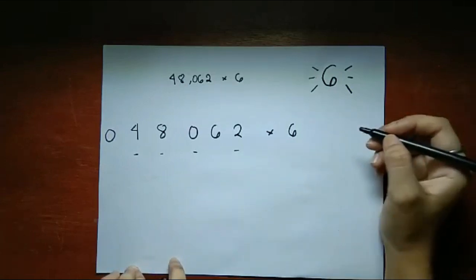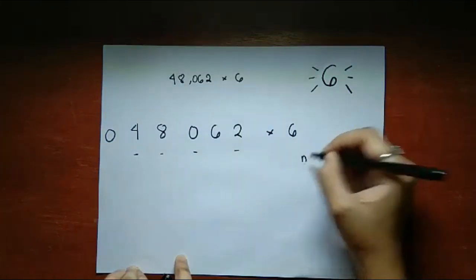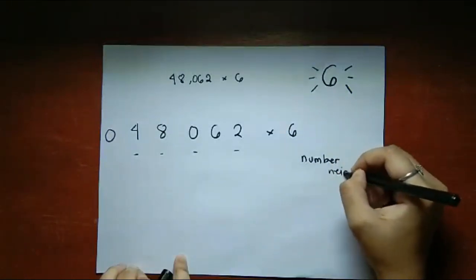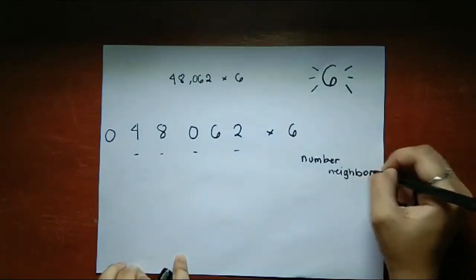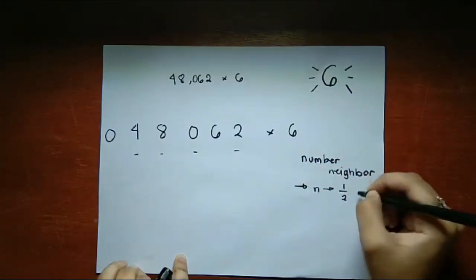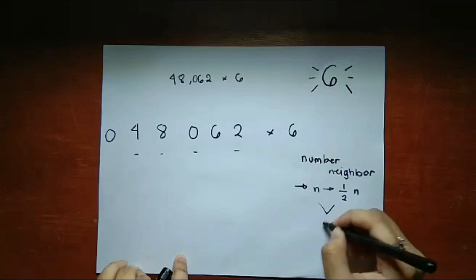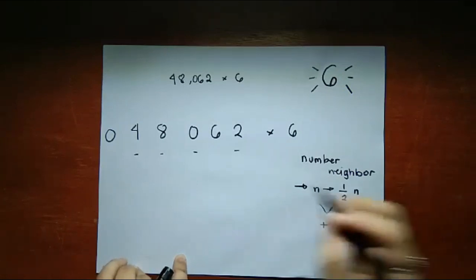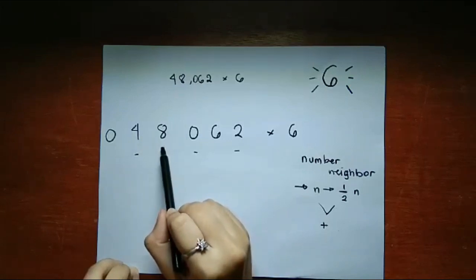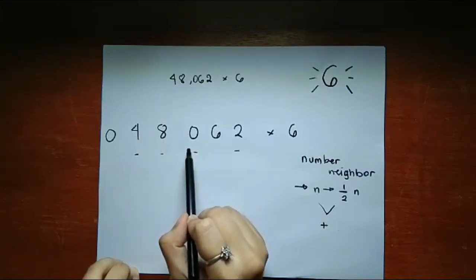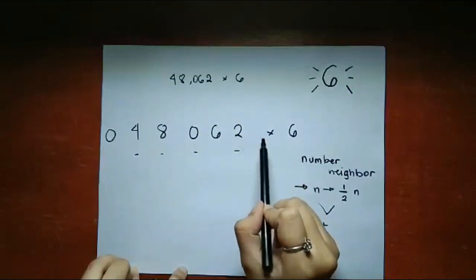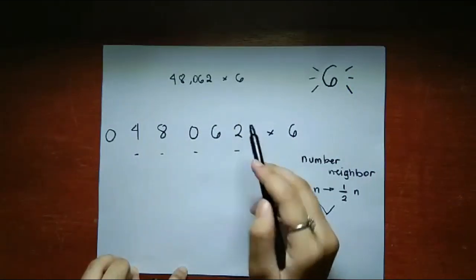Next, we're going to talk about number neighbors. Number neighbor is the digit on the right side of the number. We're going to have it and then add it to the number, and thus we get the answer. Like this. This number 0, its number neighbor is 4, whose number neighbor is 8, and whose number neighbor is 0. But if you look at the first number, the number 2, it doesn't have a number neighbor. So what we're going to do is we're simply going to bring it down.